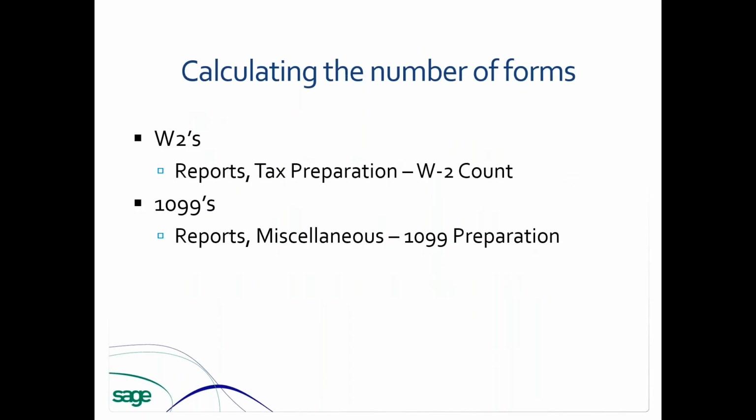Now, if you need to know how much paper to order, if you're going to be the one that actually prints the forms to send out, there are 2 reports, one in payroll. There is under reports, tax preparation, there's a W-2 count report that will show you how many W-2 forms you need. And for 1099s, inside accounts payable, under reports, miscellaneous 1099 preparation.